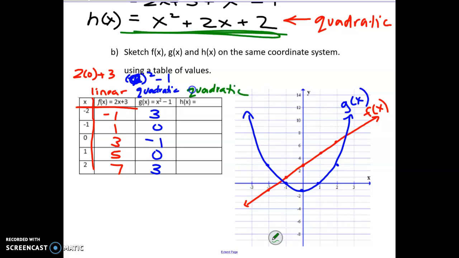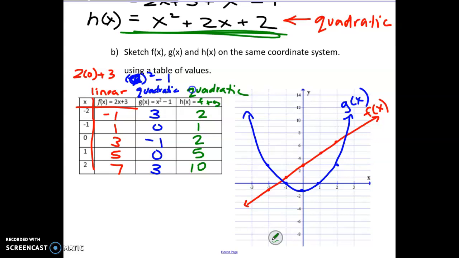So there's two options here. Either you plug all your numbers in for your equation, or we know that h of x is f of x plus g of x. So I already know the values for f and g, so I can just add them together. So minus 1 and 3 is 2. 1 and 0 is 1. 3 and negative 1 is 2. 5 and 0 is 5. And 7 and 3 is 10.